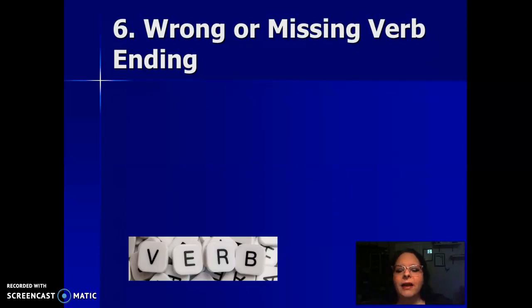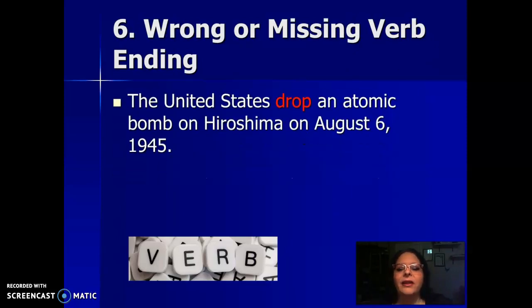A wrong or missing verb ending. United States dropped an atomic bomb on Hiroshima in August 6, 1945. On August 6th. So the word drop. Sometimes when we speak fast, we don't hear those verb endings, but in writing, make sure that you have those endings on your verbs.